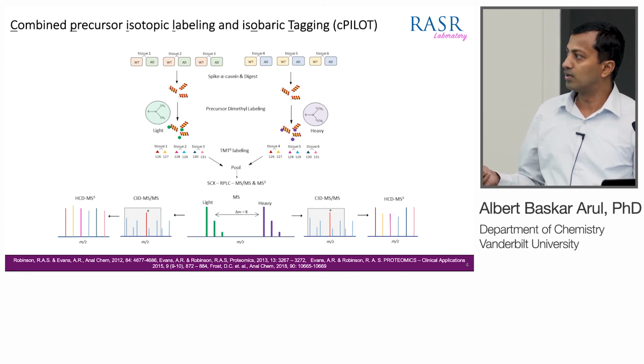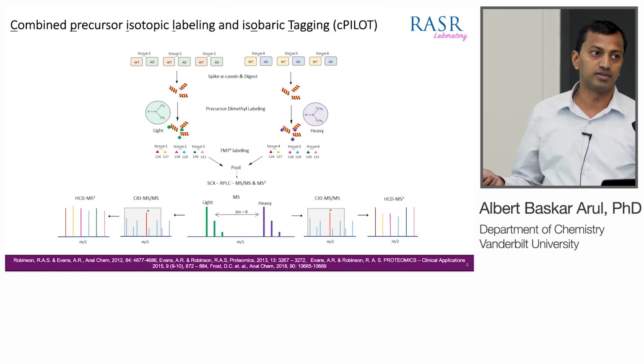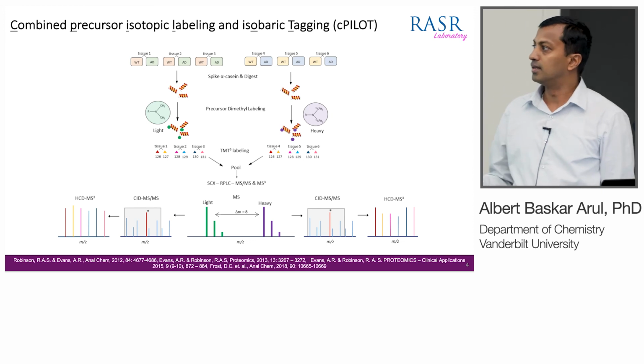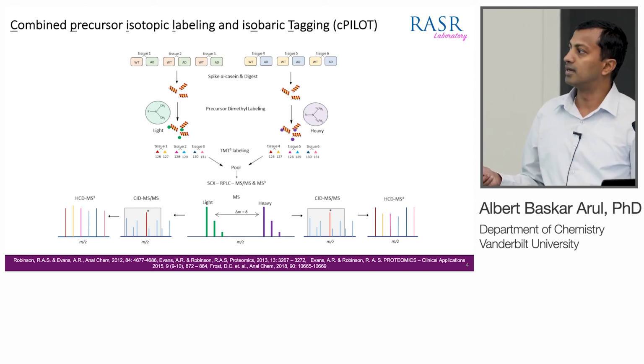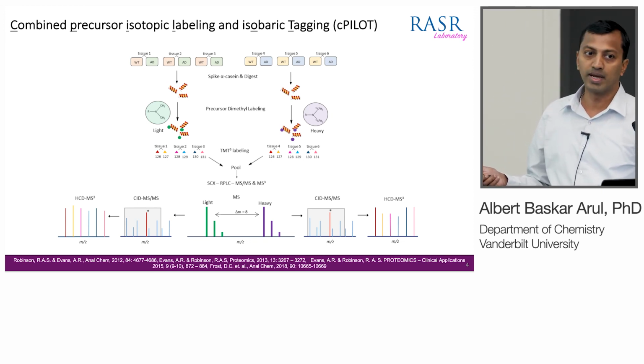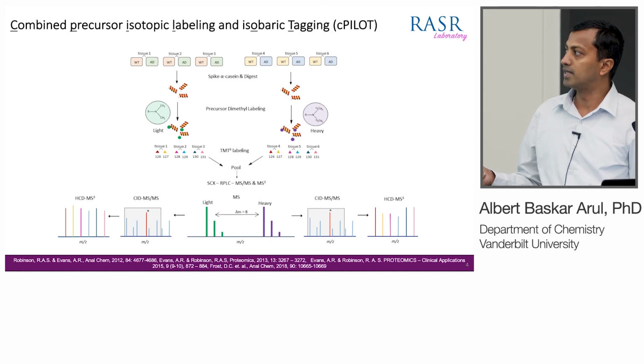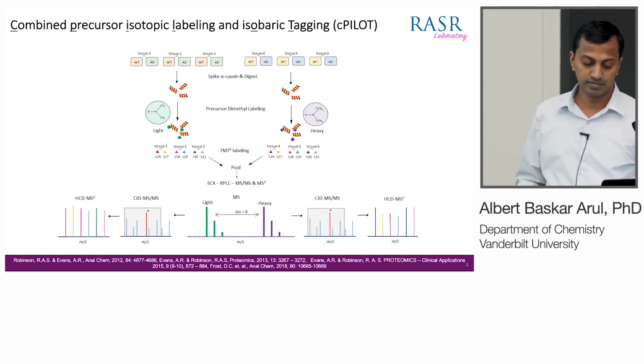These are the reporter ions of the TMT fragments. Each and every sample has a barcode. These peaks represent the abundances of the peptide in the different samples. This half will be the light labeled peptides, and this half is the heavy labeled peptides.